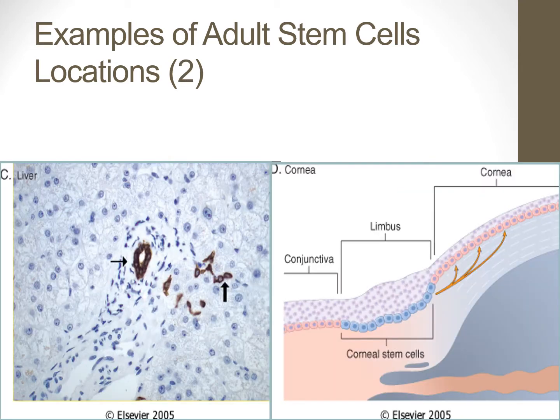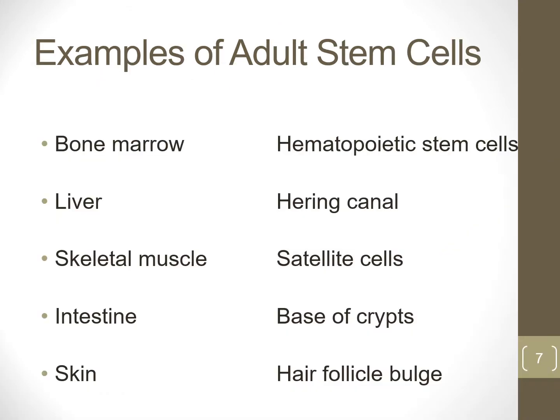Also, we have in the liver, they are near the canal of Hering. Here we have the stem cells of the hepatocytes. In the cornea, they are at the base or in the basal layer of the corneal epithelium. They have stem cells and they regenerate when we have damage to the cornea.